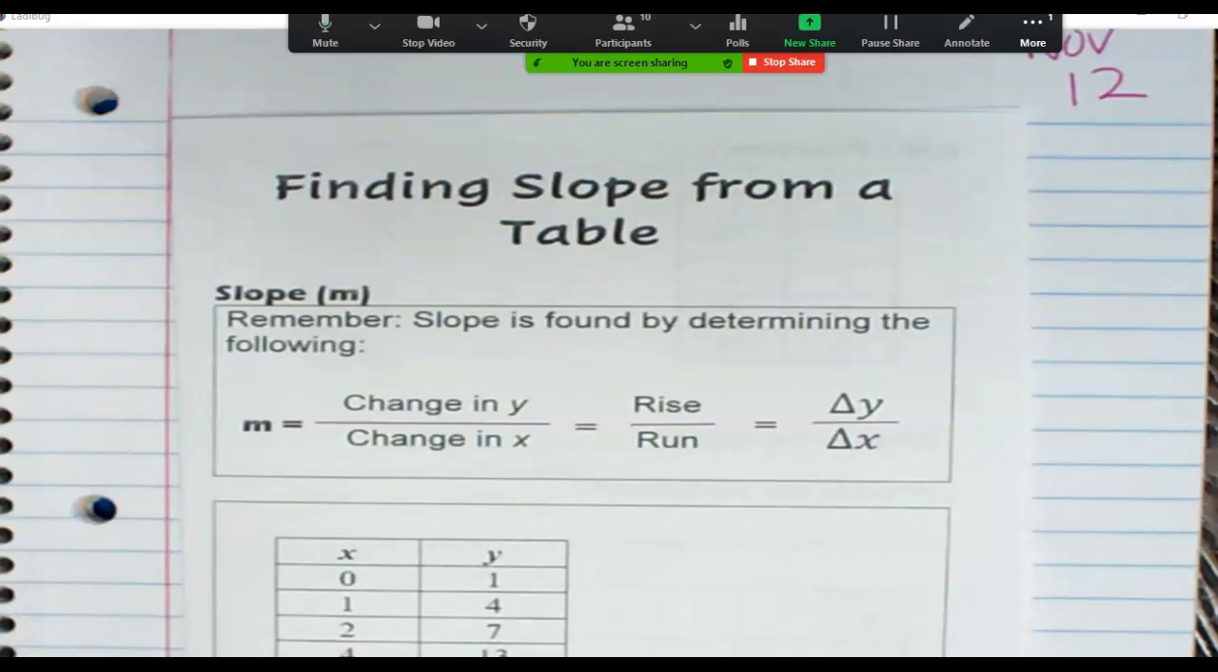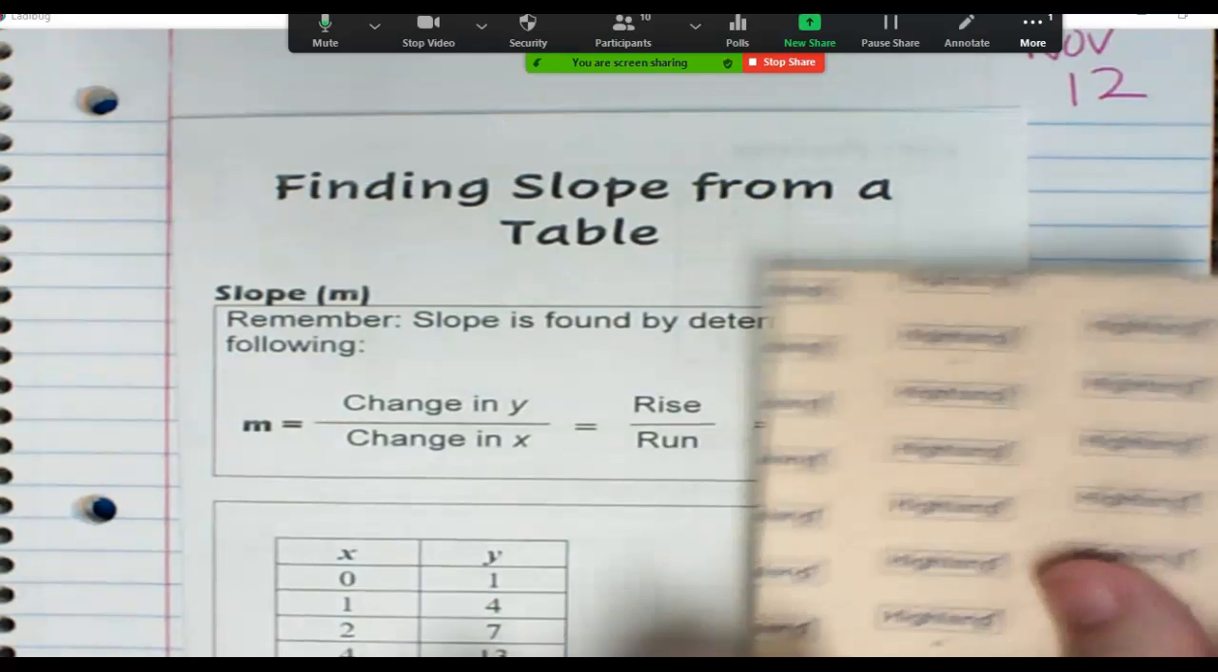All right, so today we're going to be finding slope from a table. We already talked about previously, we know how to find slope from a graph, right? I can represent linear relationships in a graph. I can also represent them in tables. So today's focus is going to be on the table.